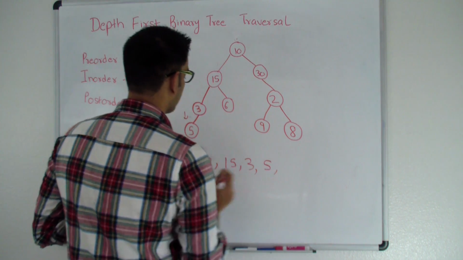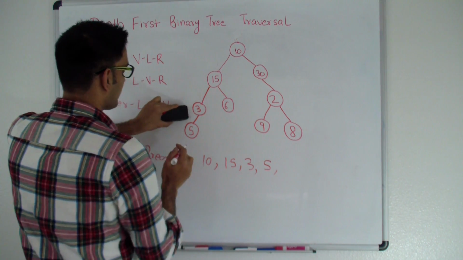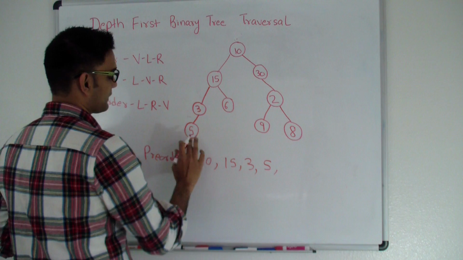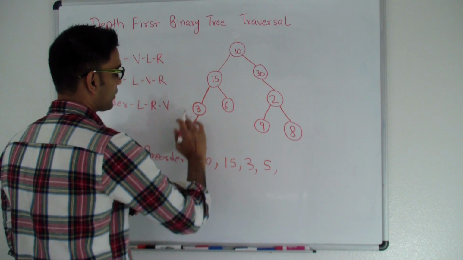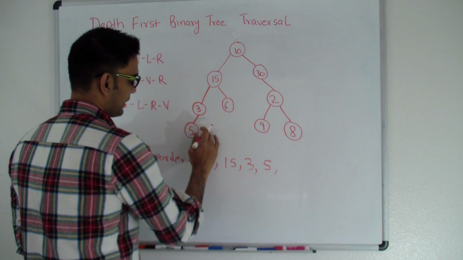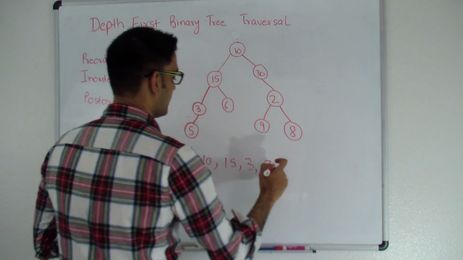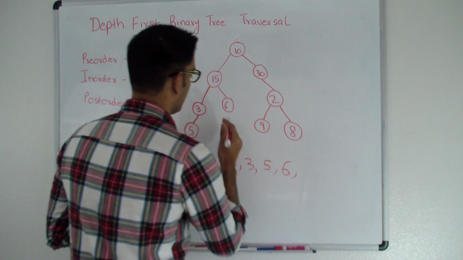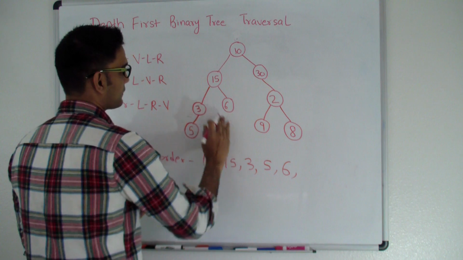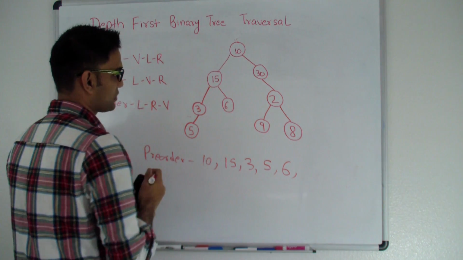I print 5 and then now I have nothing to go on the left, so I try to go to its right. There is nothing on 5's right, so I go back to 3. 3 doesn't have a right, so I go back to 15. 15 does have a right, so 6. I first print 6, then 6 doesn't have left or right, so I go back to 15 and then I go back to 10.